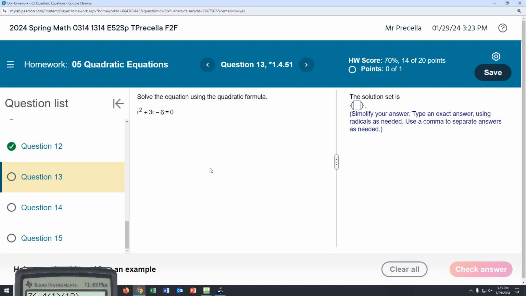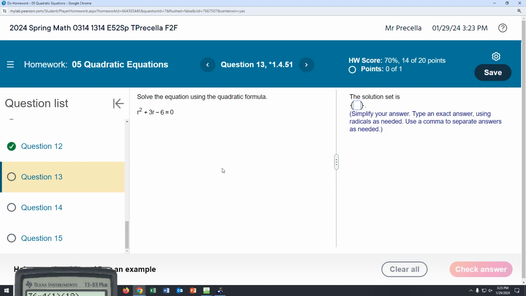Under 13, r squared plus 3r minus 6 equals 0. Is this in standard form? Yeah, we don't need to move anything around, do we? Okay. So, r squared, r, constant.